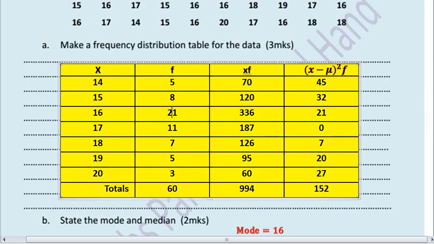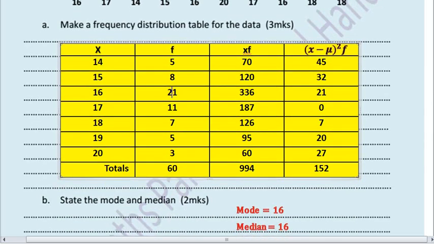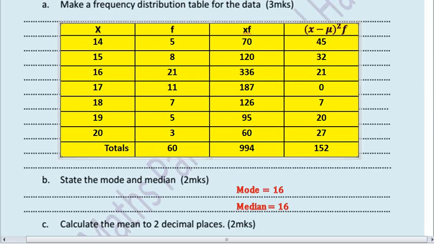So I'll just be adding from 5 to 8, 5 plus 8 gives us 13. I have not yet reached the 30th and 31st positions. Now plus 21, that will give me 34. With this I have passed the 31st and 30th position. So it therefore means the 30th position will be occupied by 16 and the 31st will be occupied by 16 also. And therefore the median is equally 16.